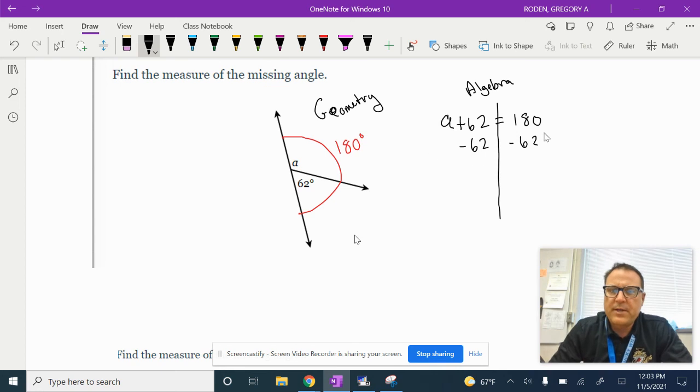All right, so when I do that, I get A equals, now I can't take 0 from 2, so I'm going to borrow. That becomes a 7. 10 minus 2 is 8. 7 minus 6 is 1. 1 minus 0 is 1. So I get 118 degrees. Hopefully I'm right.